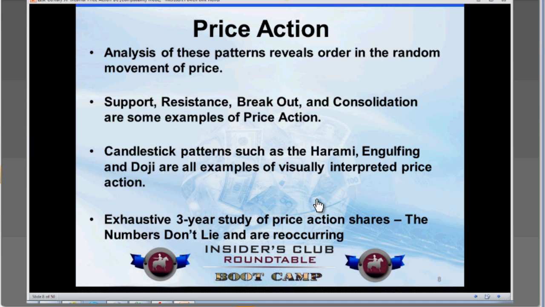Then you start throwing in some more to the soup or stew that we're making. We start throwing in numbers. All these numbers have been generated from the various proprietary programs and mathematical statistical analysis that I did during my exhaustive 3-year study of price action. And the bottom line is, the numbers don't lie in the Forex markets.